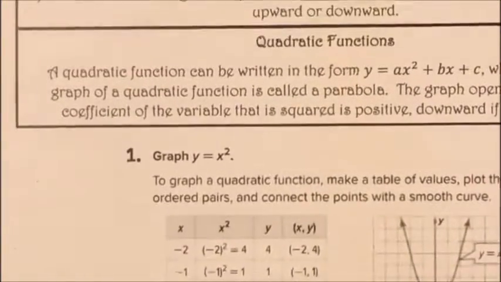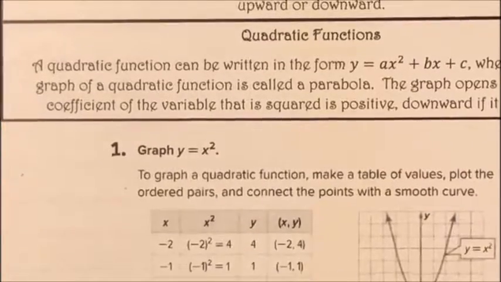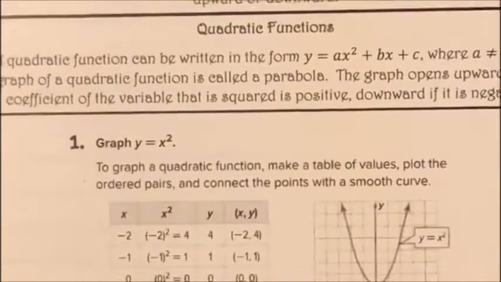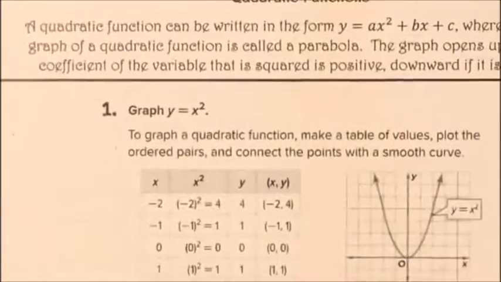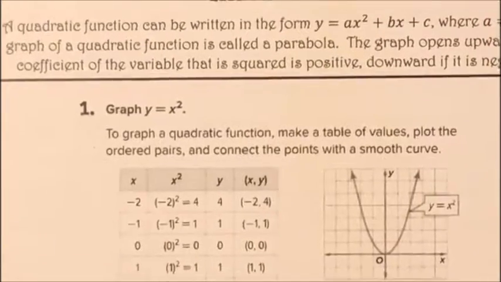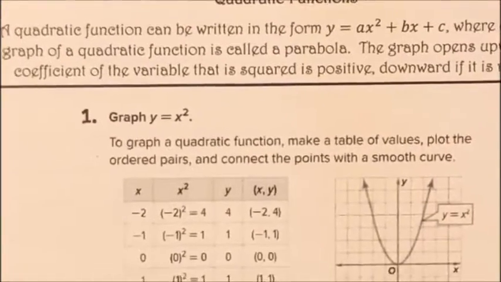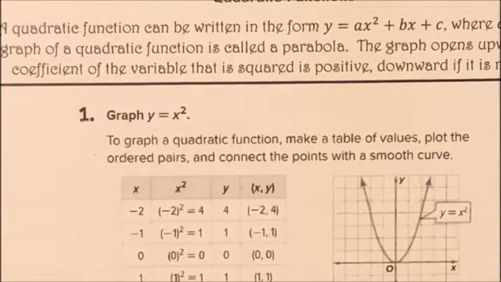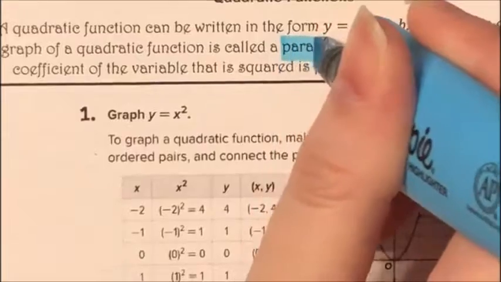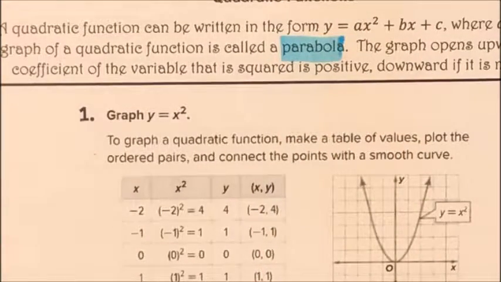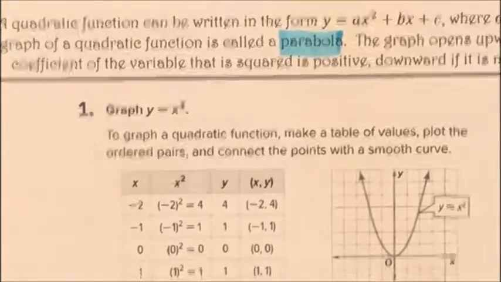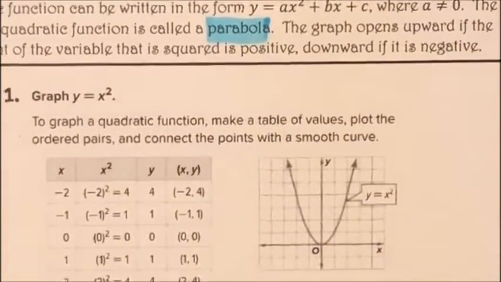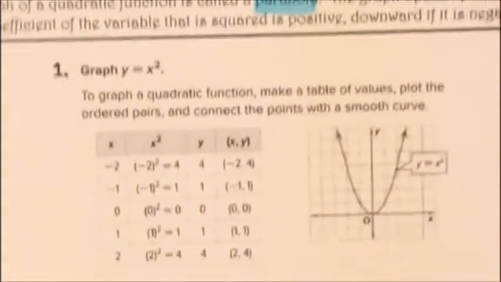Quadratic functions. A quadratic function can be written in the form y equals ax squared plus bx plus c, where a cannot equal 0. The graph of a quadratic function is called a parabola. That's an important word that you should know. It's a U-shape. Parabola is just like a U-shaped function. The graph opens upward if the coefficient of the variable that is squared is positive, and downward if it is negative.